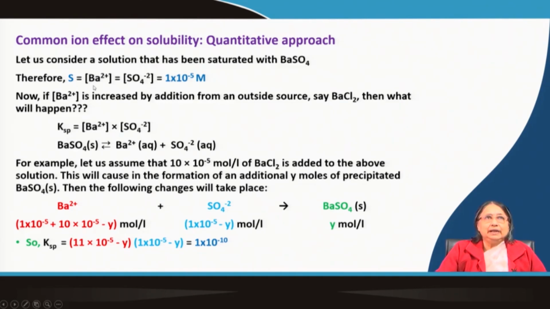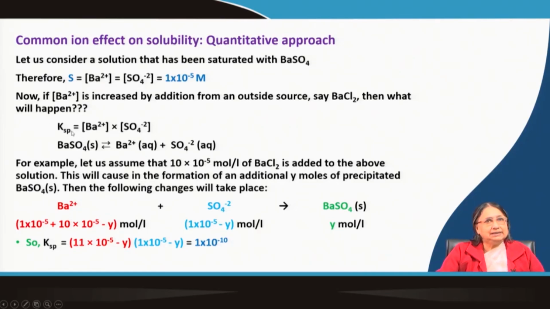I have already explained that the solubility of barium sulphate is 1 into 10 to the minus 5 molar. Now, say barium 2 plus is increased by addition from an outside source, for example, barium chloride. Some concentration was already there, and now we are adding some extra barium ion concentration through barium chloride. Barium chloride is a strong electrolyte, so it will dissociate completely. Then what will happen to the barium sulphate? That is shown here.